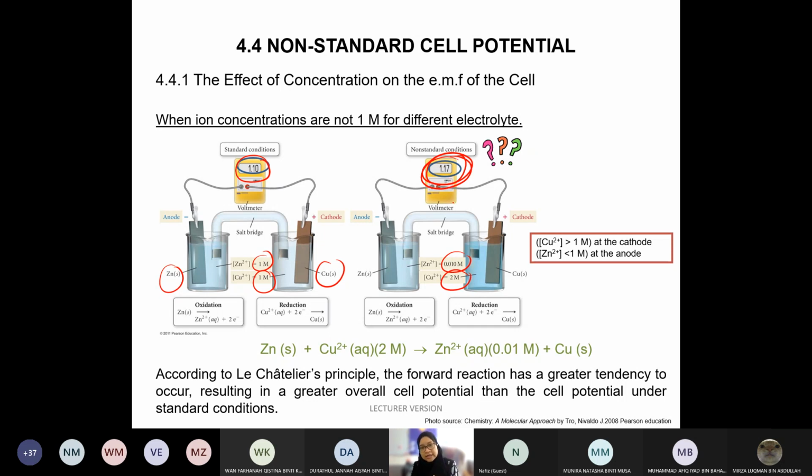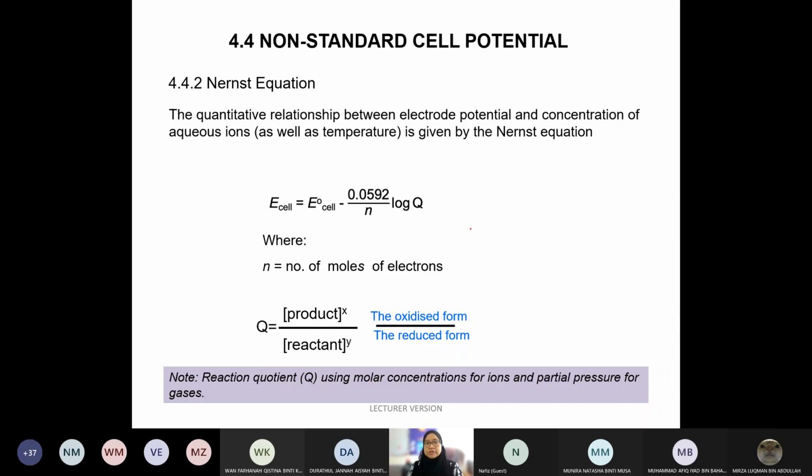So how do we calculate the cell potential for this type of cell? Okay, we are going to be using this equation. So this is what we call Nernst equation. Okay, it is used when the concentration is no longer at 1 molar. Okay, kalau dia still 1 molar, everything is still at standard condition, you are not going to be using this one. You are going to be using the normal one, the simple equation. Okay, the E naught cell is equal to E naught cathode minus E naught anode.